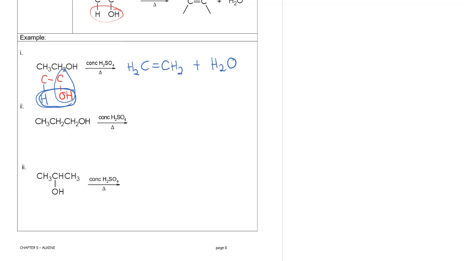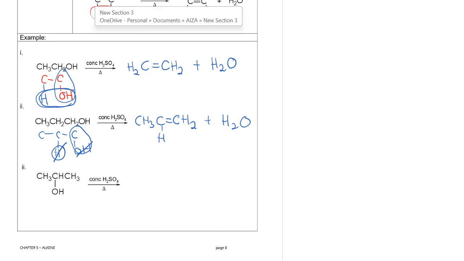Same goes to this one. We find the carbon attached to OH. This carbon is only adjacent to one carbon, and this carbon has hydrogen. So we are removing this and this, and the product will be propene. Water is the byproduct.